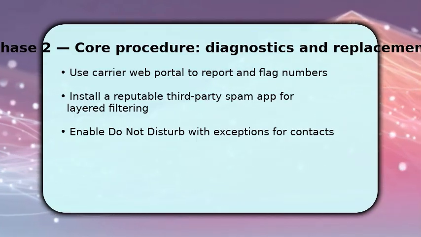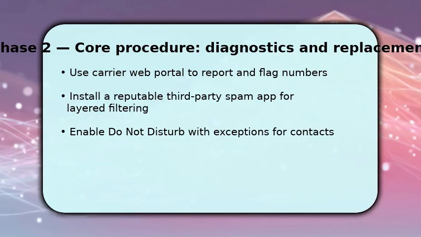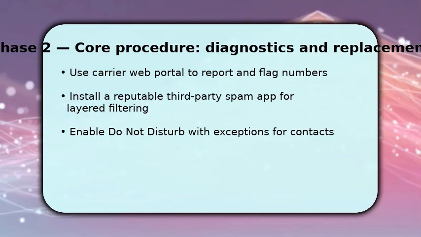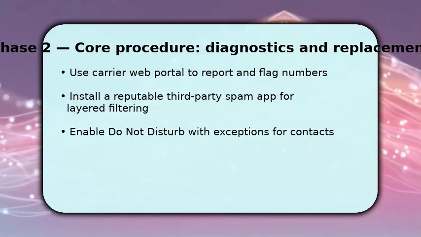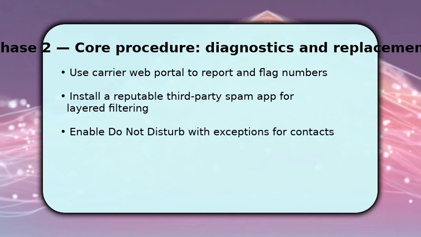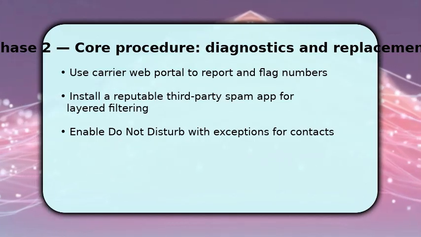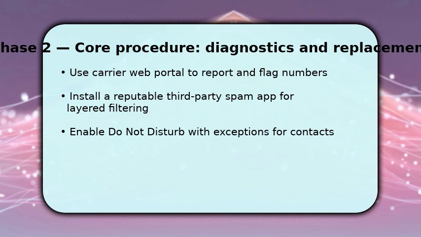Then, configure Do Not Disturb to allow calls from favorites or contacts only, which prevents unknown numbers from ringing at all. Once configured, monitor the app's quarantine and adjust sensitivity as false positives appear, keeping important calls flowing.